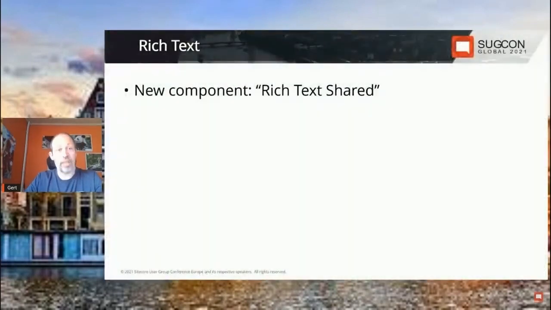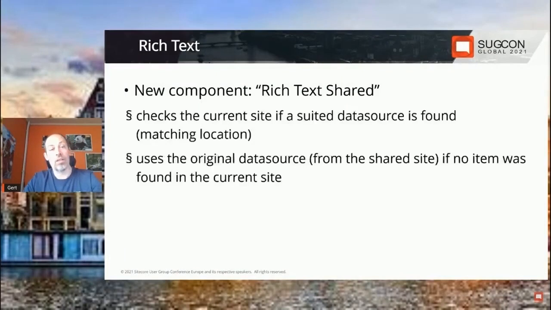We will be creating two new components. First of all is for the rich text. Create a new component called rich text shared. This new component will check the current site to see if a suited data source is found by matching the location. And if it's not, we'll just use the original data source, which comes from the shared site. So we will be using this new component in our partial designs, of course.